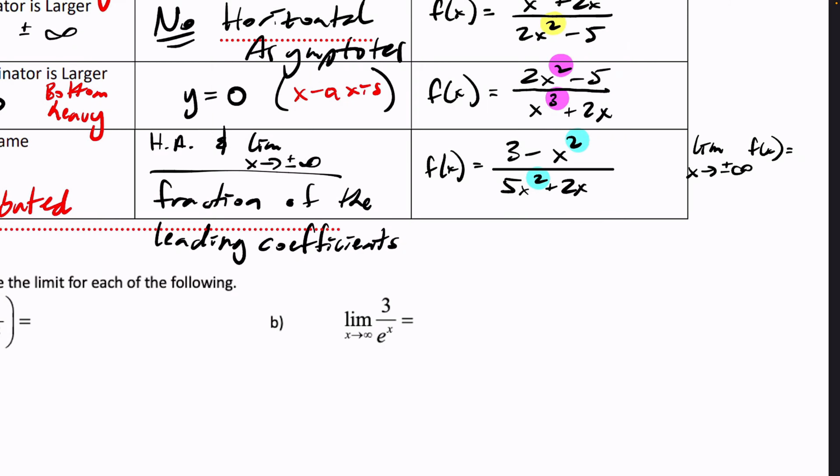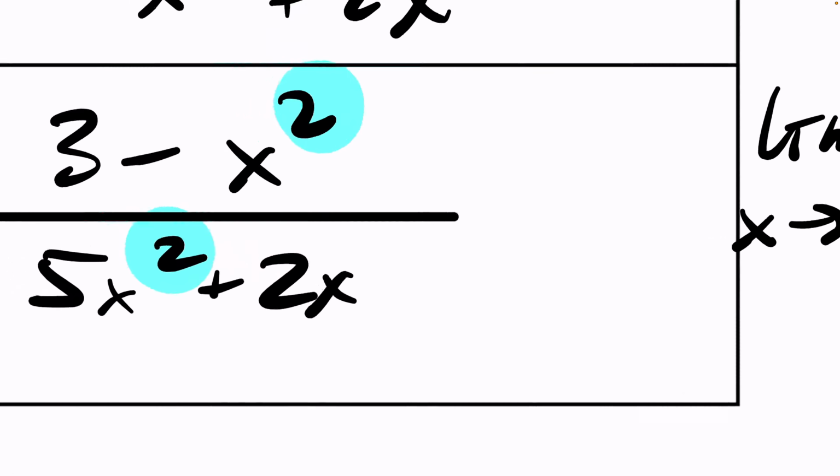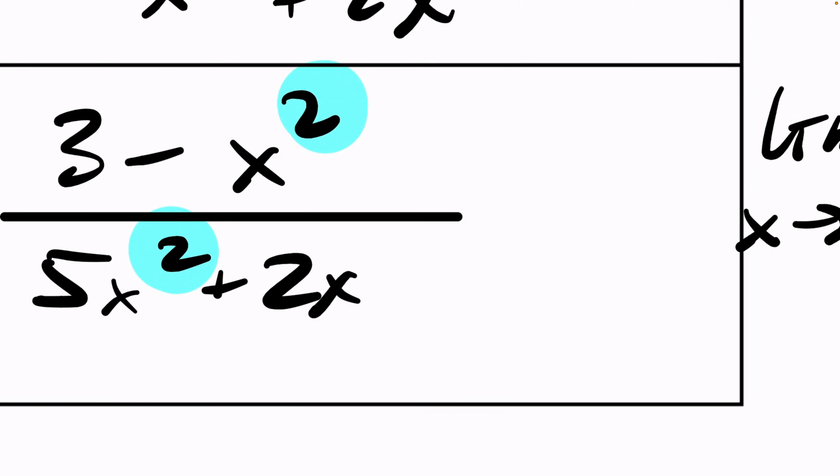Okay. So let's look at the top. What was the degree on top? 2. So just focus on that there. What's the coefficient for x squared on top? Negative 1. Good, -1.